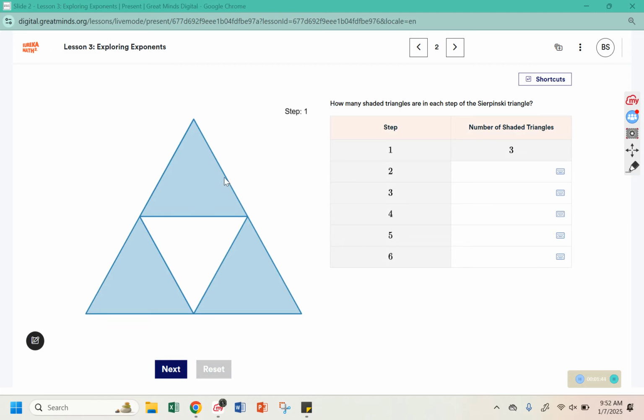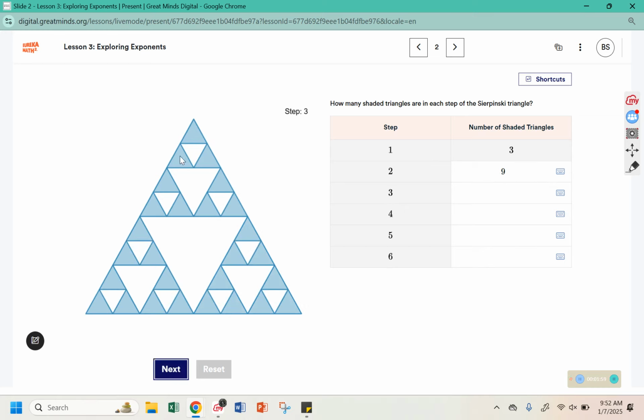So it shows here in step 1 there are 3 shaded triangles. When I hit next, now there are 1, 2, 3, 4, 5, 6, 7, 8, 9. Now I have 1, 2, 3, 4, 5, 6, 7, 8, 9, 10, 11, 12, 13, 14, 15, 16, 17, 18, 19, 20, 21, 22, 23, 24, 25, 26, 27.